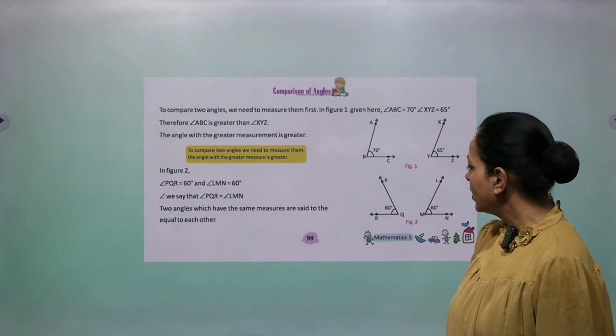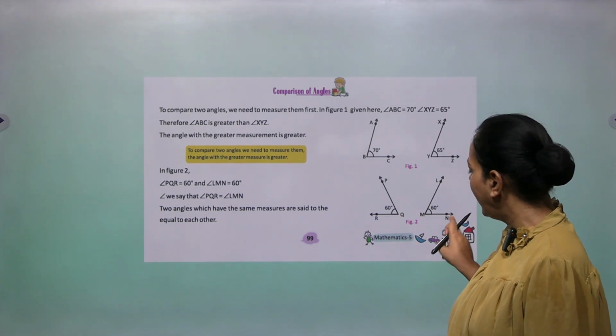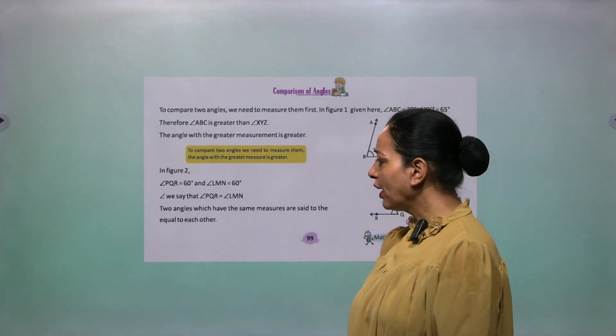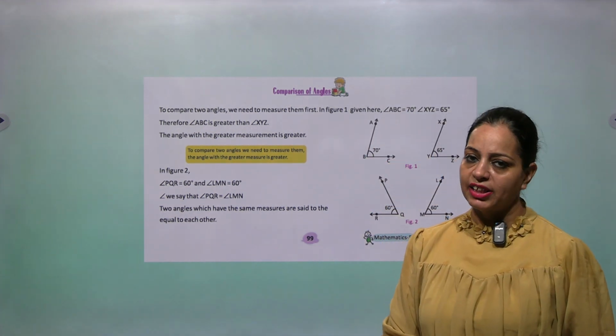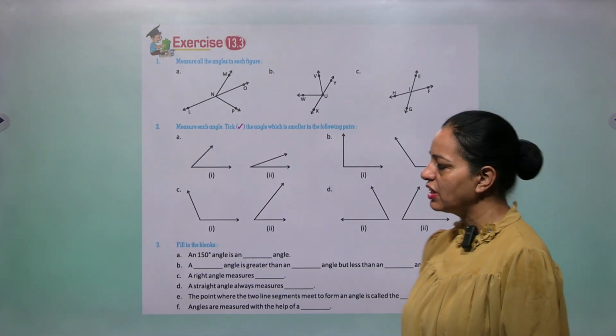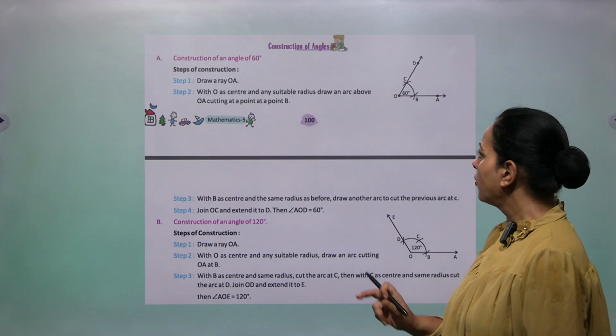Now in figure 2, you can see angle PQR is 60 degree and same angle LMN is also 60 degree. So both are same. So two angles which have the same measure, they are said to be equal angles. So now exercise 13.3, you can try it, it's very interesting.